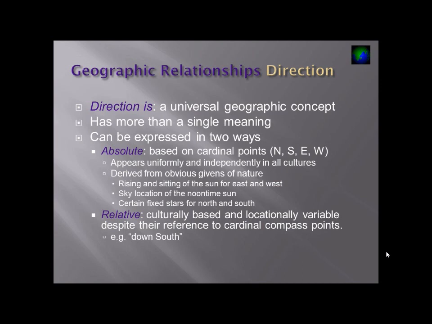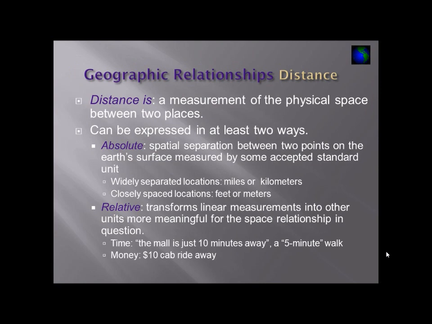There are some elements of direction that we have to understand. Direction is a universal geographic concept. It has more than a single meaning. It can be expressed in two ways. It could be absolute, expressed on cardinal points, north, south, east, and west, or it could be relative again. Distance is a measurement of the physical space between two places for geographers. Can be expressed in at least two ways. Absolute, once again, so measured by some accepted standard, or relative.